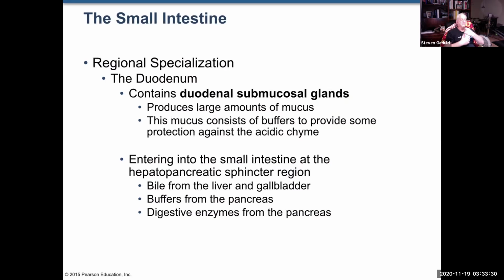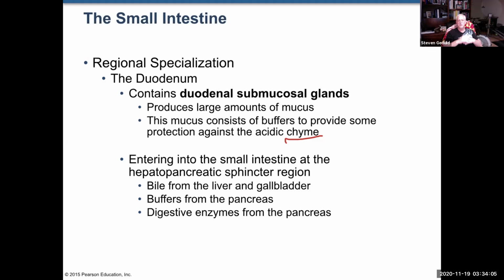The duodenum contains duodenal submucosal glands. These glands produce large amounts of mucus. The mucus has buffers to provide protection against the acid chyme. Remember, this chyme is coming straight from the stomach, right? The stomach has a lot of hydrochloric acid, so this chyme is very acidic. The mucus buffers help raise the pH, making it less acidic.